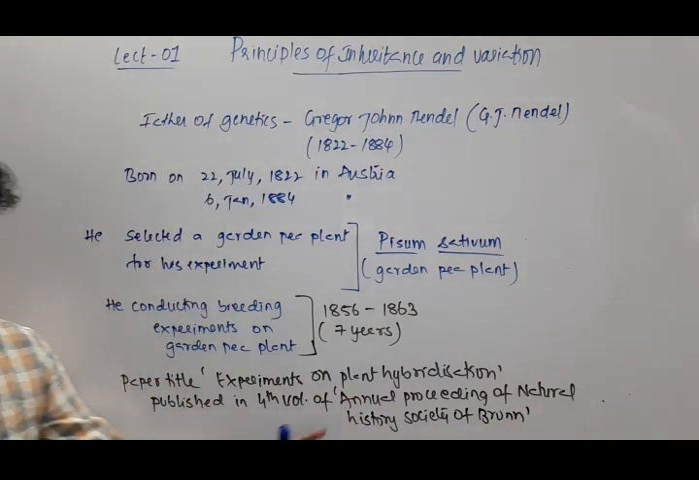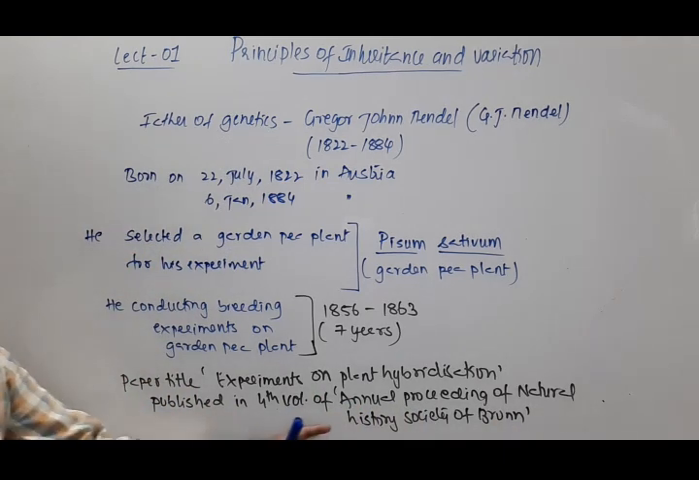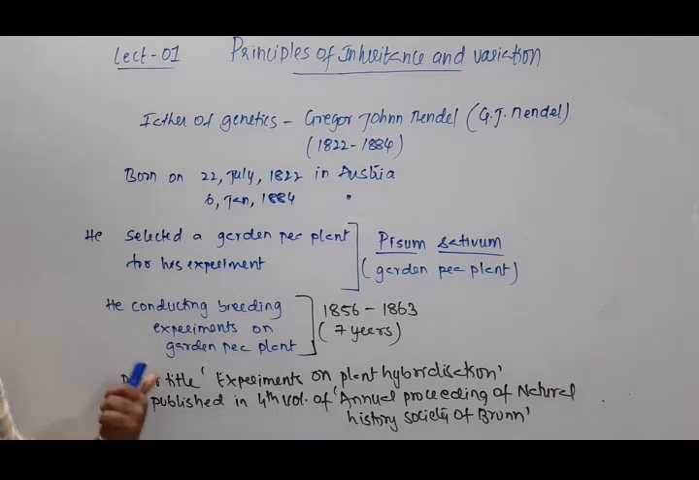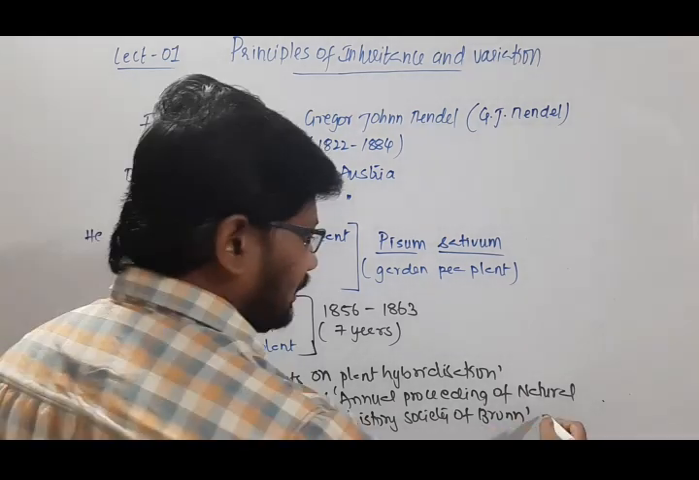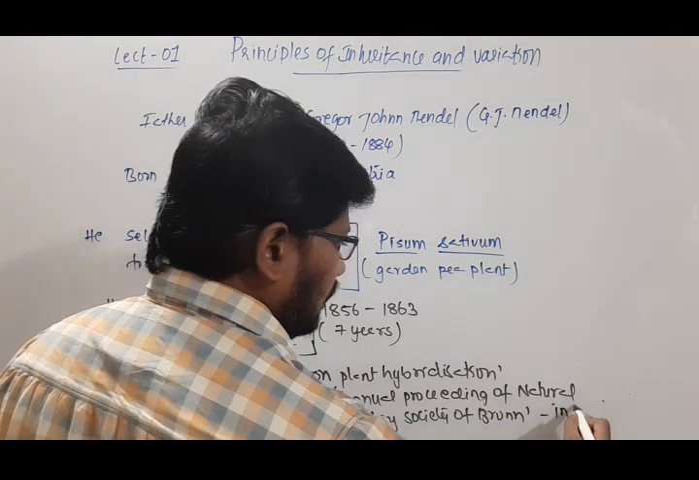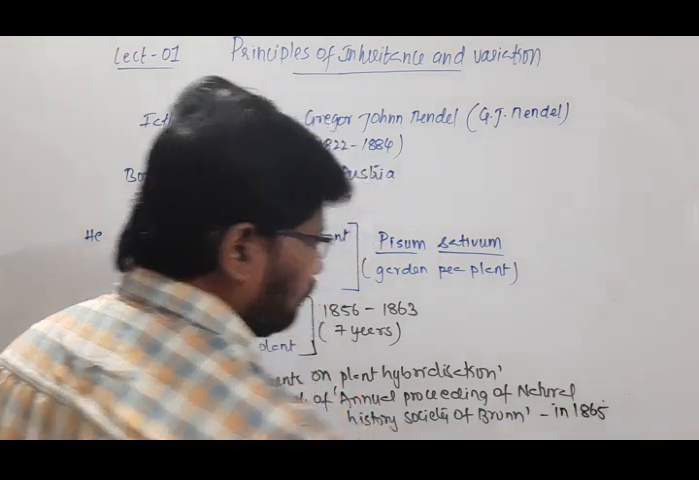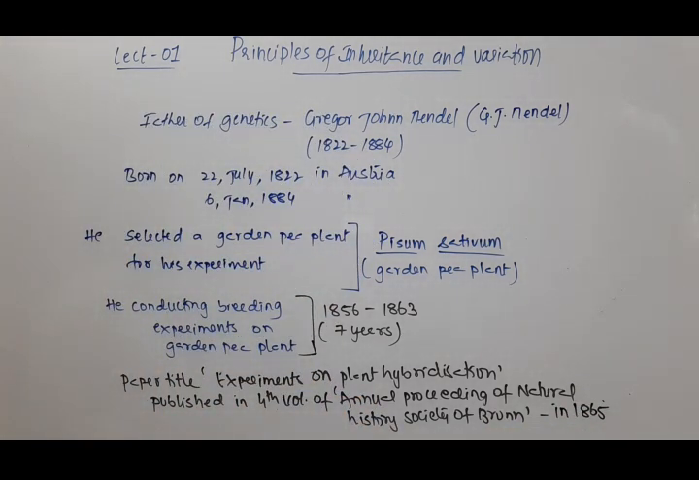That is the title of the book, Annual Proceedings of Natural History Society of Brunn. In this book, Mendel's paper titled Experiments on Plant Hybridization was published in the year 1865.